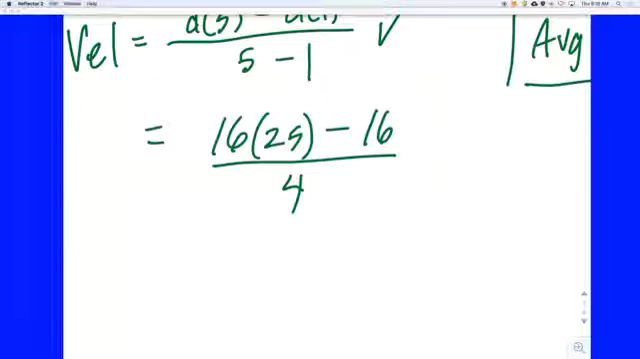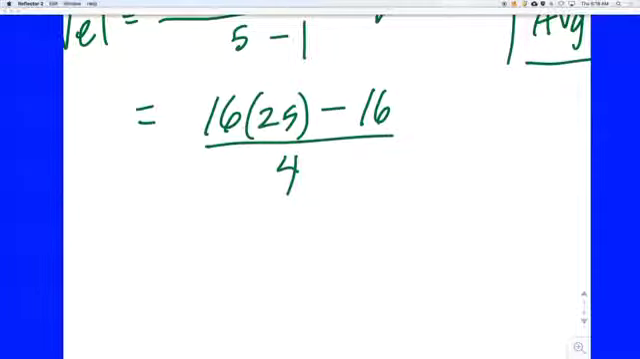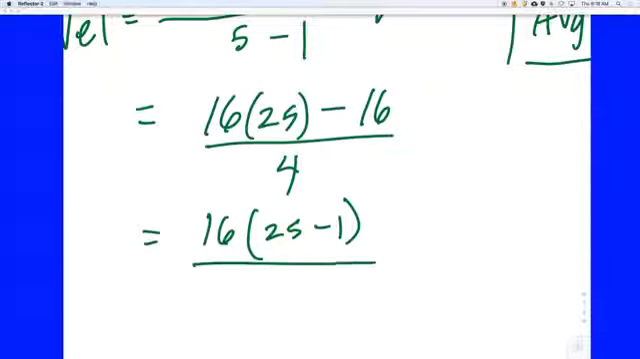Divide out the 4 from 16. Yes, which 16? This one? Oops, not that one. Would I do this and say that's a 1 and that's a 4? Would that work? No. We've had that conversation many times this year. We can only divide out common factors. So you were right on. We just need to factor out the 16 first. So that gives us 25 minus 1.